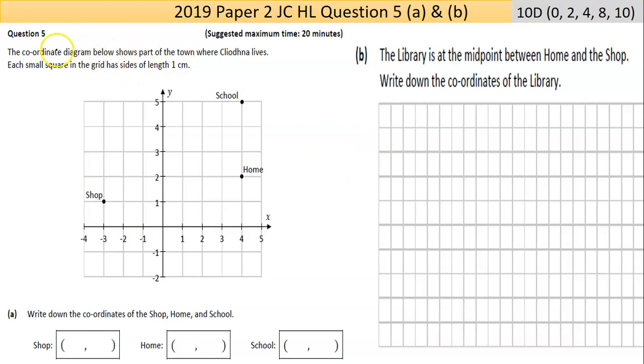As I said, this question goes on, there's multiple parts to it. Part A and B are marked together, it's worth 10 marks. It's a coordinate geometry question. The coordinate diagram below shows part of the town where Clea now lives. Each small square in the grid has sides of length 1 centimeter. So basically each one of them is 1 centimeter.